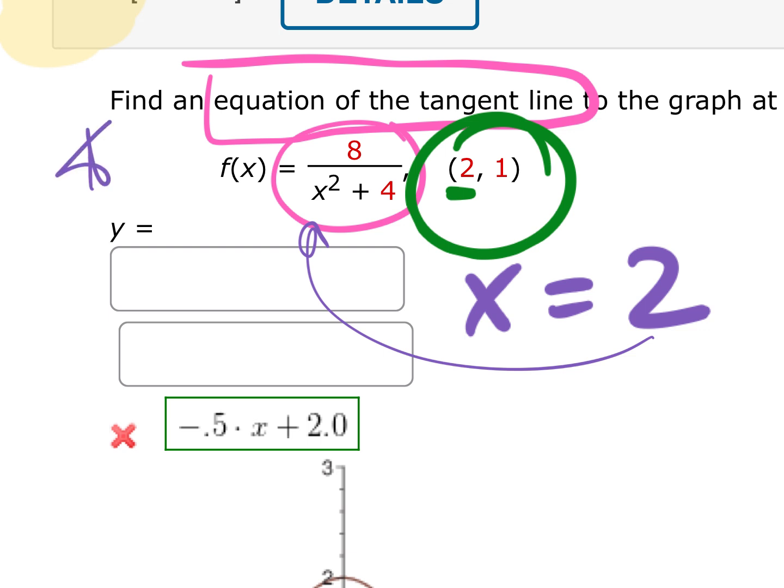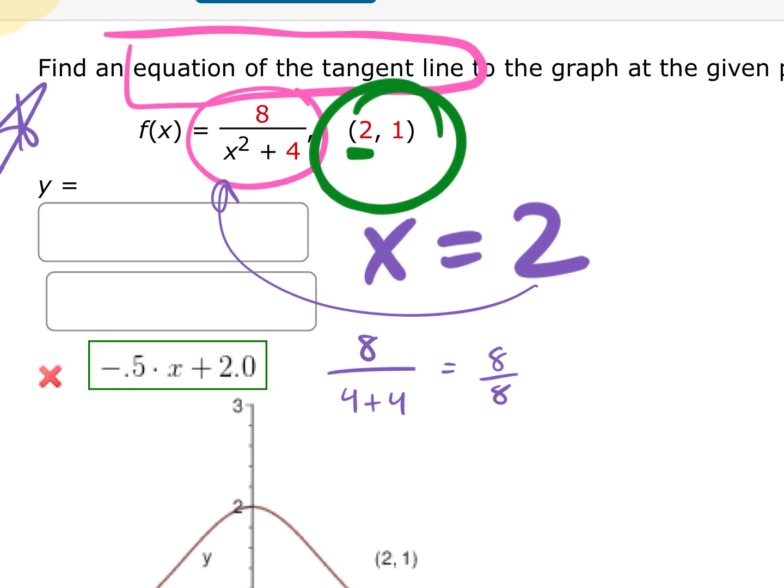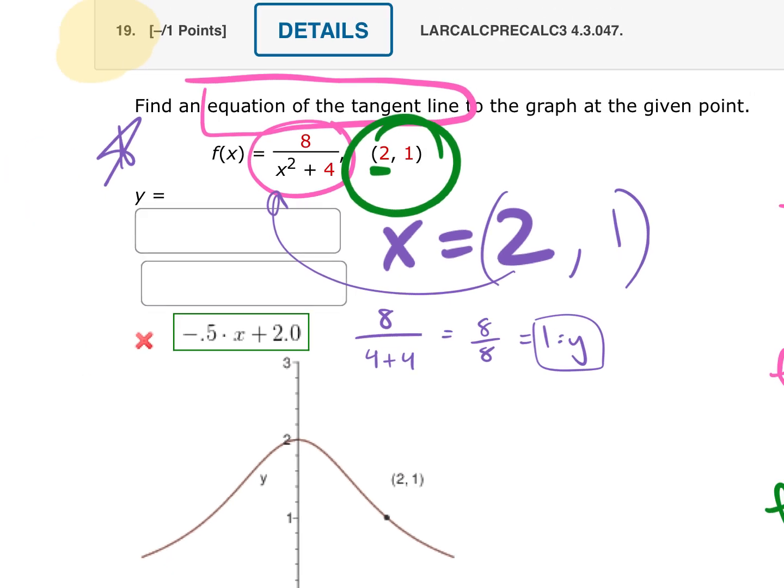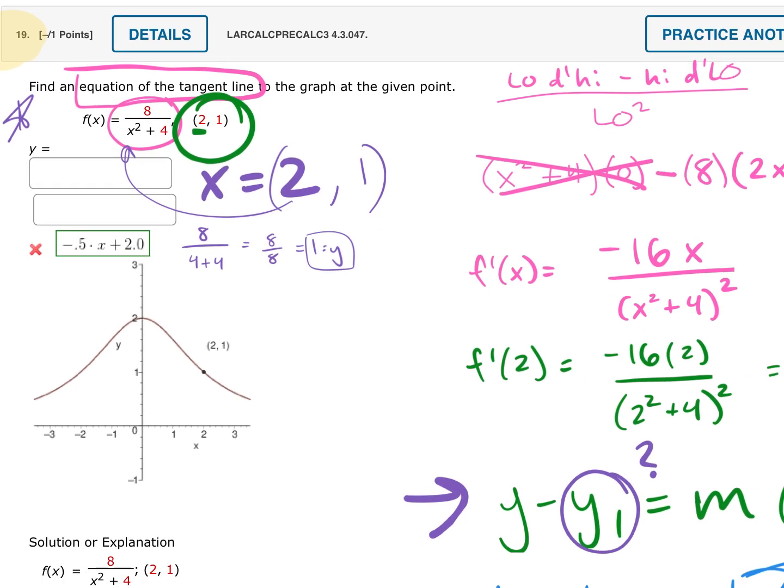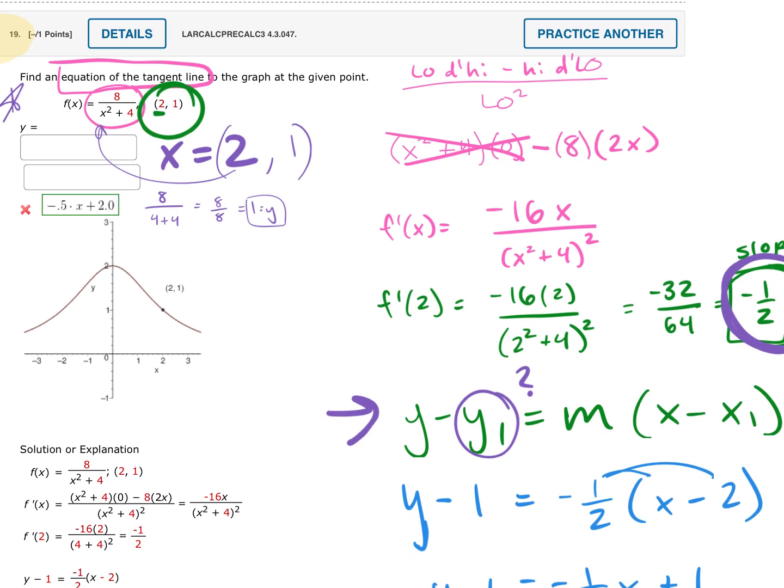So make sure you remember this for the quiz. If it only gave us 2, we'd plug it in. We have 8 over 2 squared, which would be 4, plus 4 is 8, over 8, which would be 1. So our y would be 1. So that would be our point. It is possible that the question on the quiz may only give you the x. Plug it into your original function to find the y.